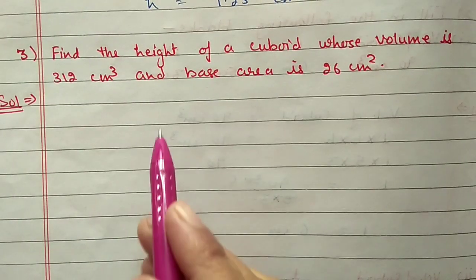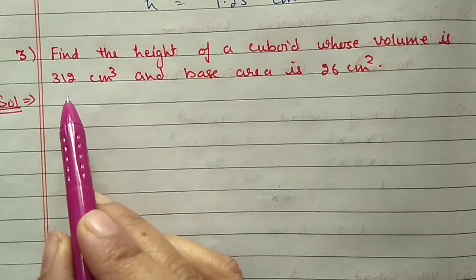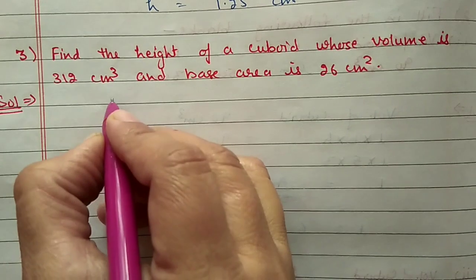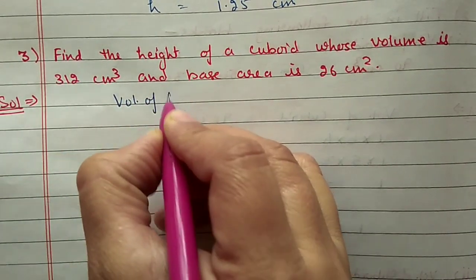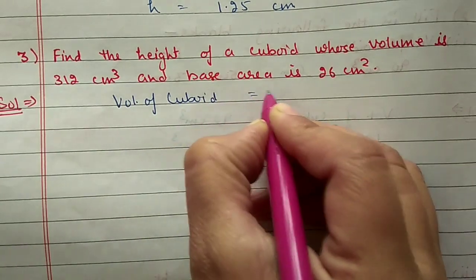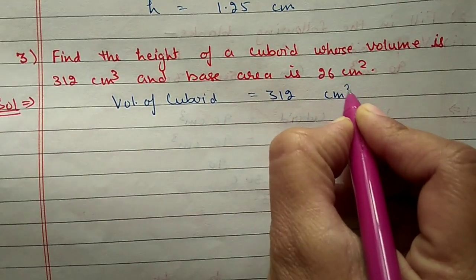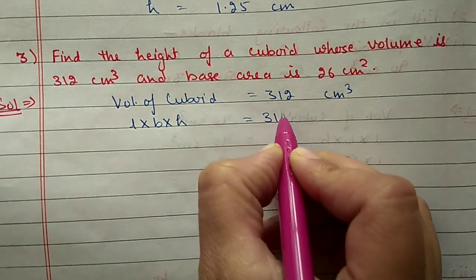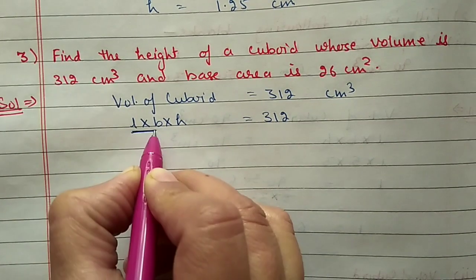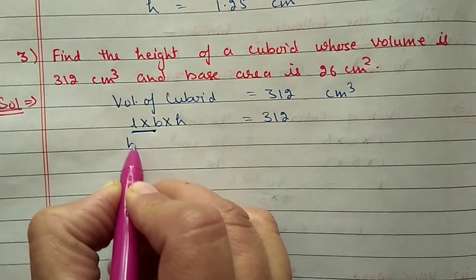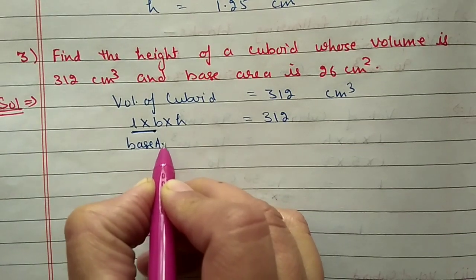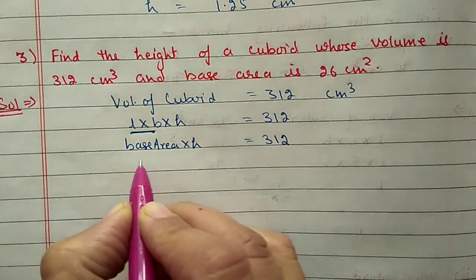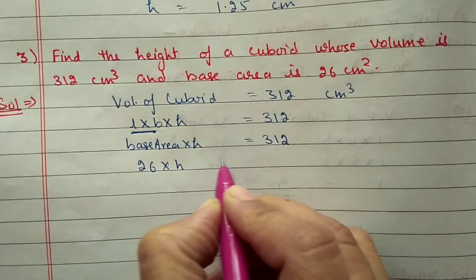Next, question number 3. Find the height of a cuboid whose volume is 312 centimeter cube and base area is 26 centimeter square. So volume of cuboid is given, which is equal to 312 centimeter cube. Volume of cuboid is equal to length into breadth into height, equal to 312. This length into breadth we can call the base area also. So base area into height is equal to 312. Base area is given 26 and height we have to find out.